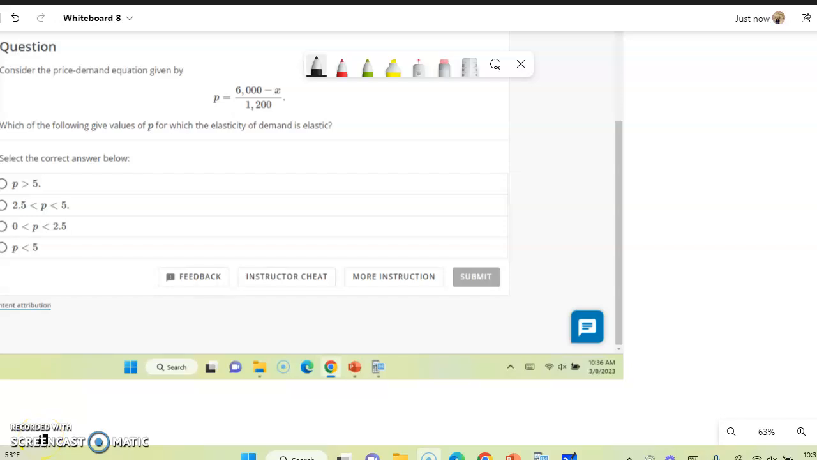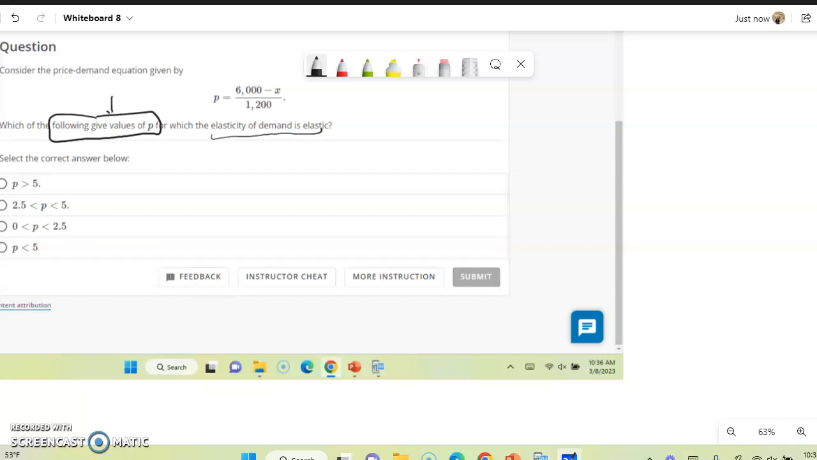Hello. So we are learning the elasticity of demand in class. Here is a question from homework. Consider the price demand equation given by this. Which of the following gives you the value of P for which the elasticity of demand is elastic?